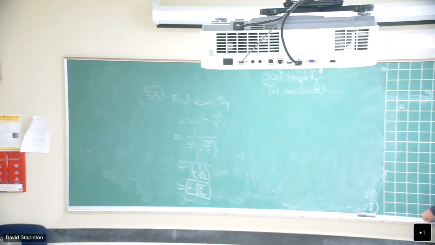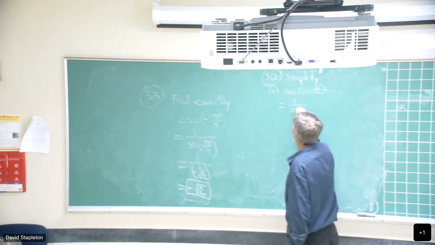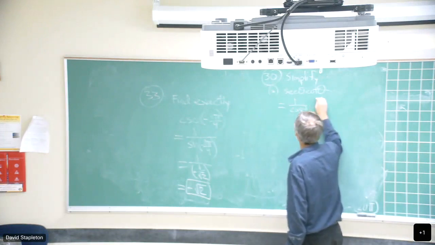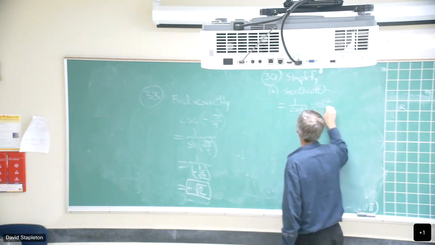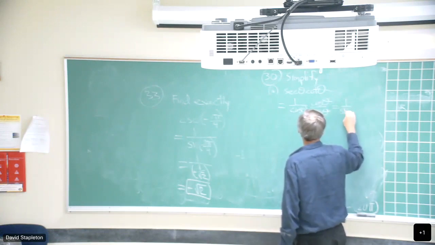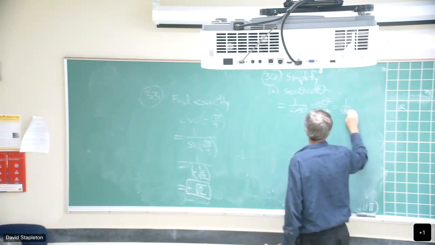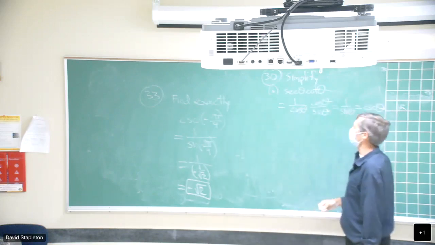How do I simplify an expression of trig functions? Here's a big hint: try writing them all in terms of sine and cosine. If I write secant, it's 1 over cosine. And cotangent is cosine over sine. Now I notice the cosines cancel. This is just 1 over sine, and 1 over sine is cosecant. So this is just a fancy expression for cosecant.